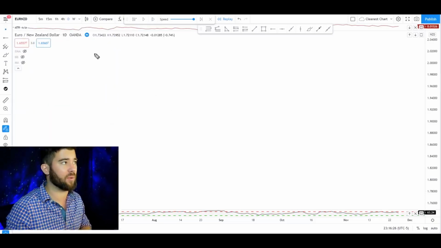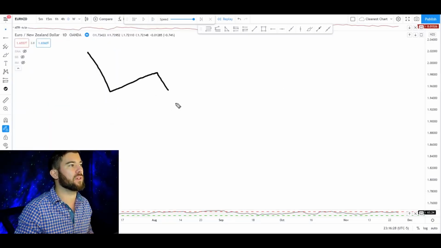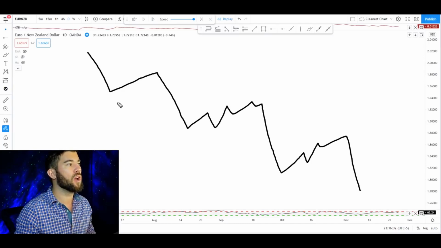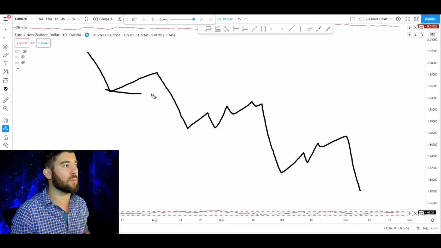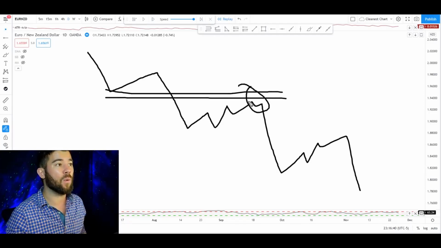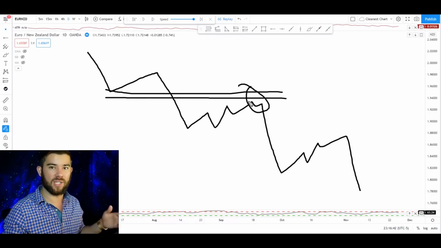Let's do a bearish example. In a bearish trend, the trend would look something like this, right? As we go further and further, what we're looking for in a bearish trend is for the market to get back up to that previous level of structure support that now we expect to become resistance.